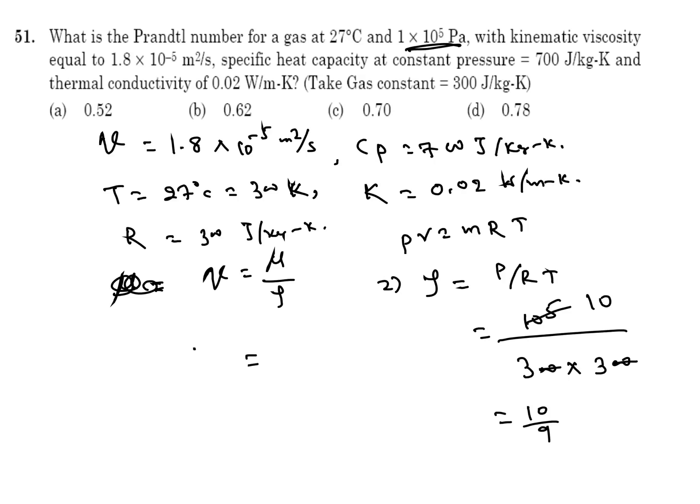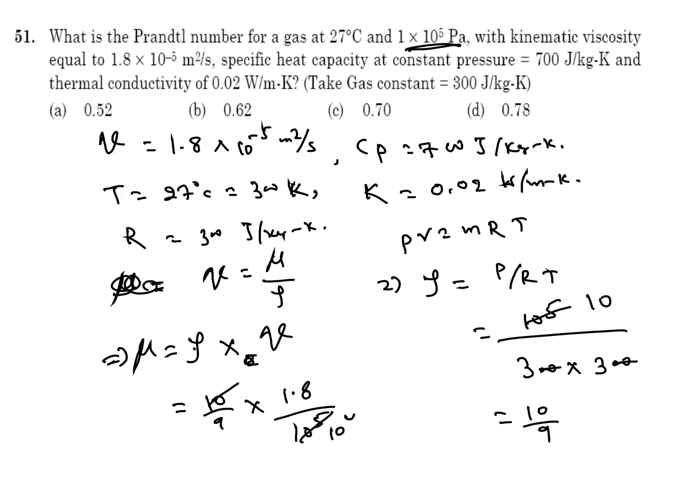From here mu equal to density into kinematic viscosity. Density is 10 by 9 into kinematic viscosity 1.8 into 10 to the power minus 5, or you can divide 10 to the power 5. Here you will get 10 to the power 4. So you can write it as 18 by 9 divided by 10 to the power 5, 2 by 10 to the power 5. This is mu value.